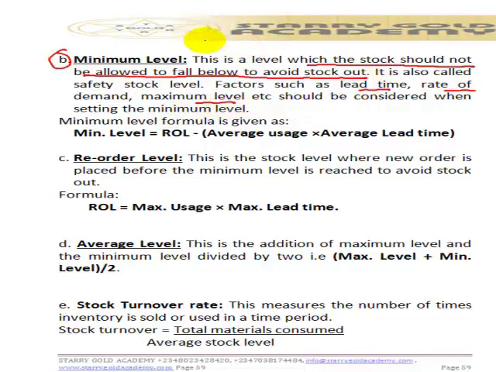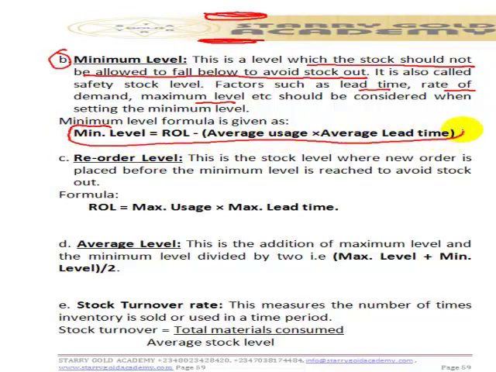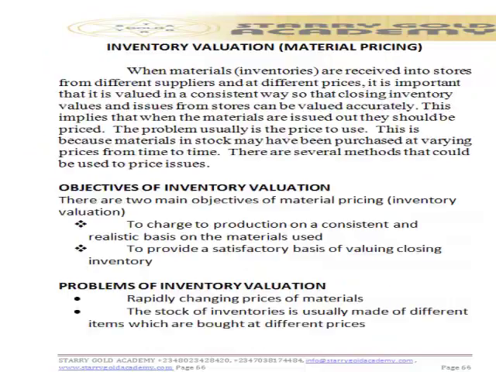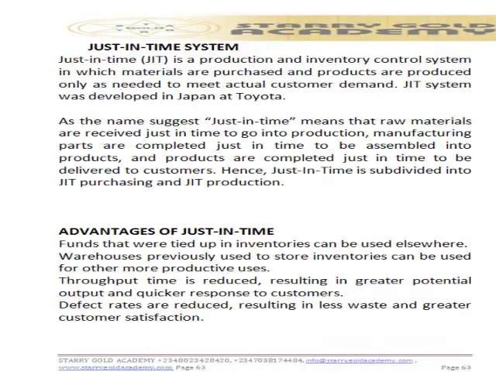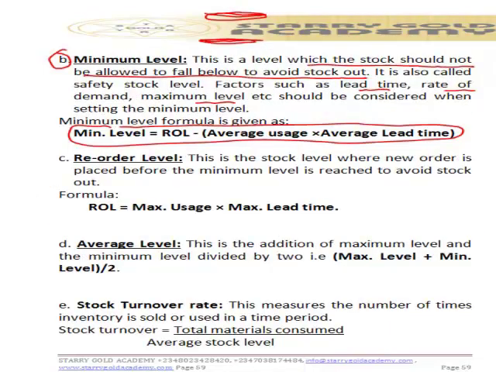So that means minimum is the least that can be held, maximum is the highest that can be held, and it is calculated as reorder level minus average usage times average lead time. Then we have the reorder level itself. The reorder level itself is calculated at.